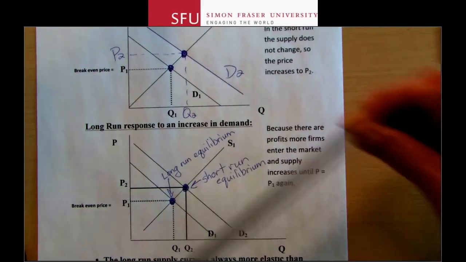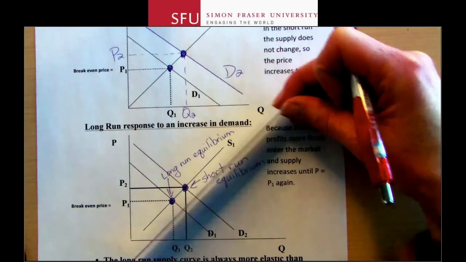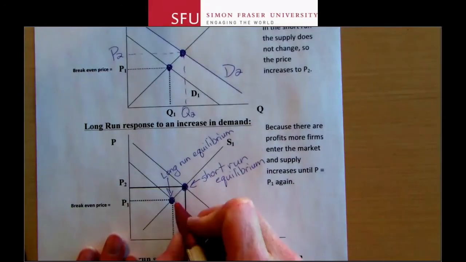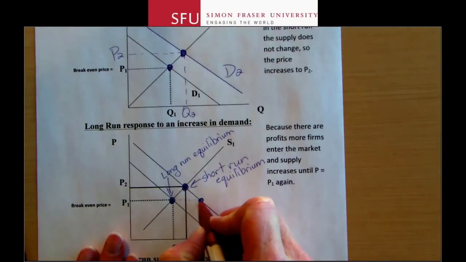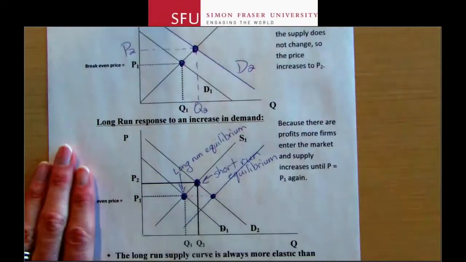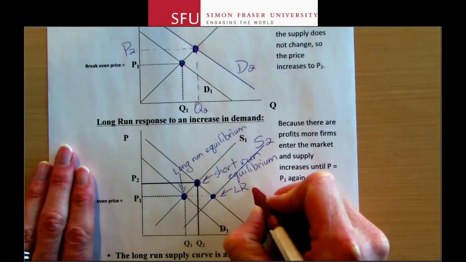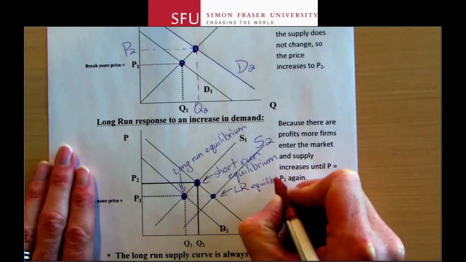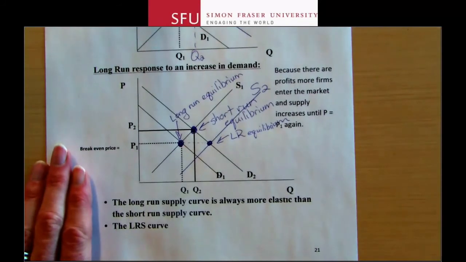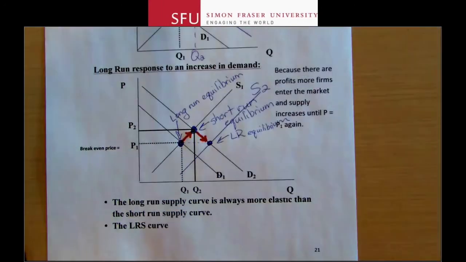And as we just went through in the last couple examples, the supply curve will shift until the price goes back to the break-even price. So we want to show the new supply curve over here where the new price will be the same as the P1. So S2, and then this one will be the new long-run equilibrium. Good. Okay, so we went from here to here, and then from here to here.